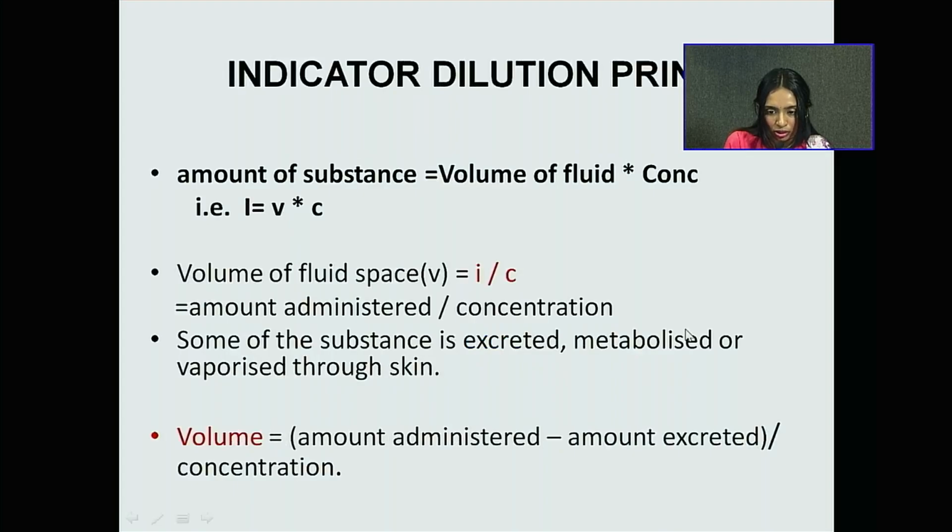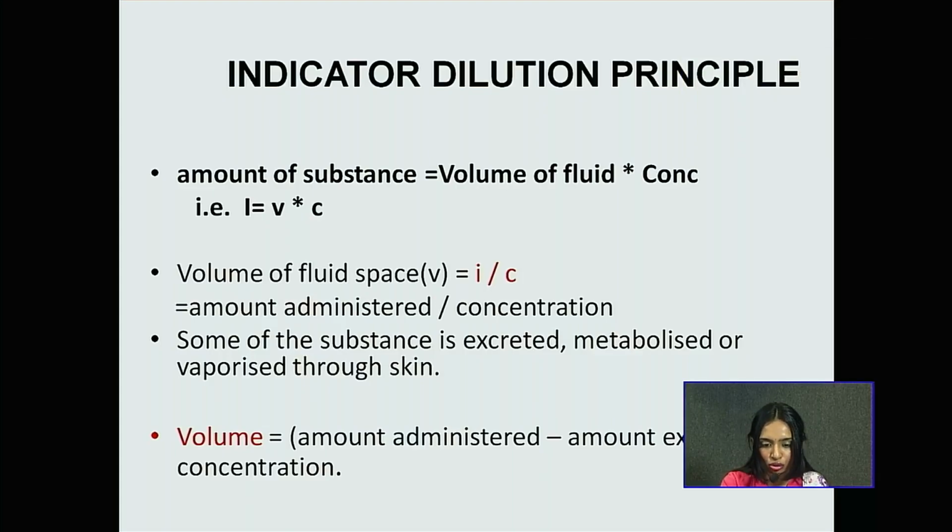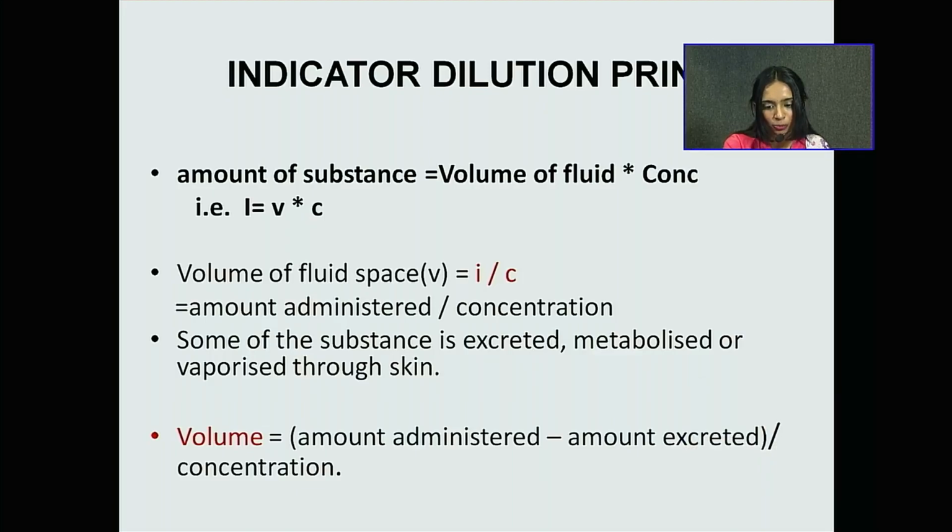So to proceed with the indicator dilution principle, amount of substance will be calculated by volume of the fluid multiplied by the concentration of the fluid. And if we want to calculate the volume of the fluid, the basic mathematics will go like the amount of substance upon the concentration of the substance. Then we are seeing that some of the substance is excreted, metabolized, or vaporized through skin.